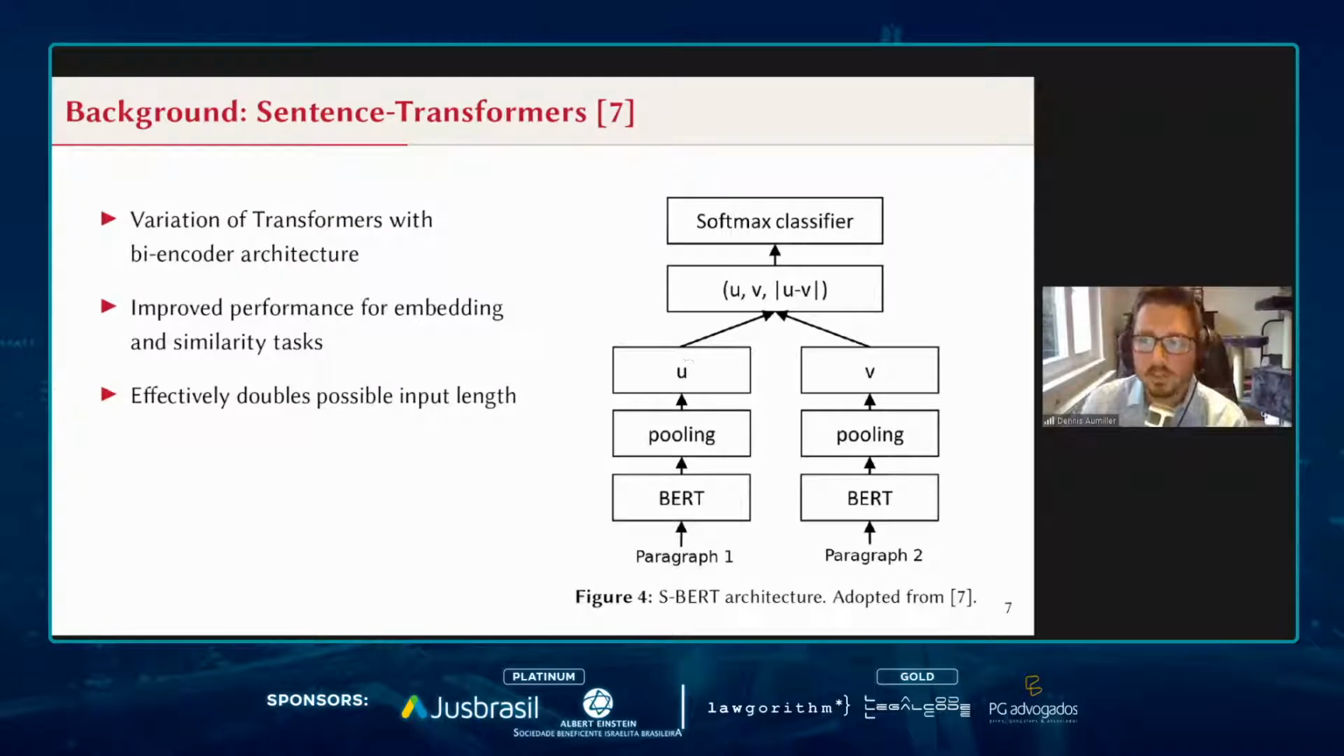The main advantage is that SentenceBERT performs extremely well on embeddings and similarity tasks, which is shown in the original paper. And the more important aspect for our work here is that it also effectively doubles the input length. Because remember that for the BERT model, we can only feed 2 paragraphs in one pass.